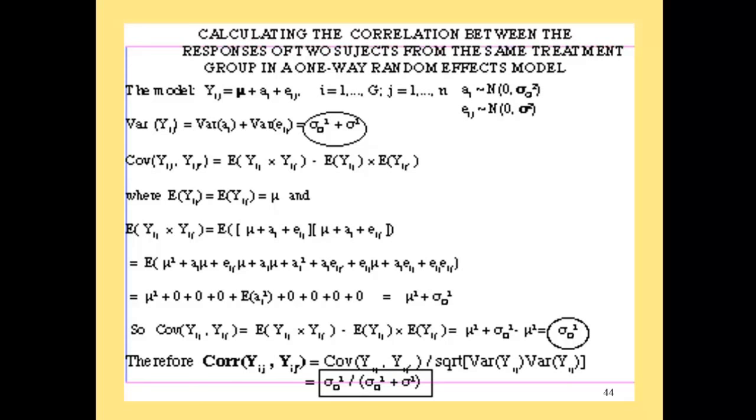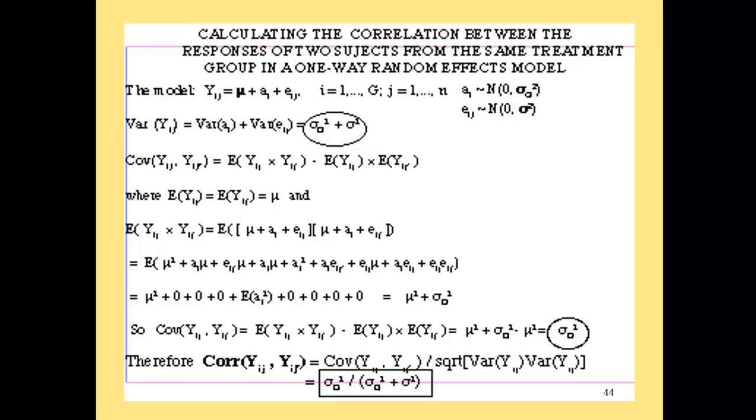Okay? Now, mu is a fixed parameter. It has a variance of 0. The variance of ai? Well, we're given the variance of ai right up there. It's sigma naught squared. And we're also given the variance of eij, sigma squared. So that's how we get in line 2 that the variance of yij is sigma naught squared plus sigma squared. That's it. All right, are you with me through line 2? Okay.